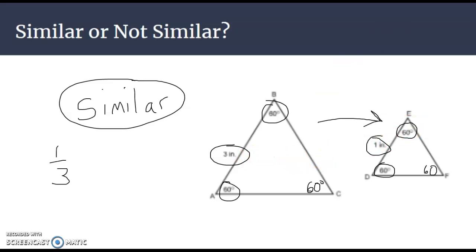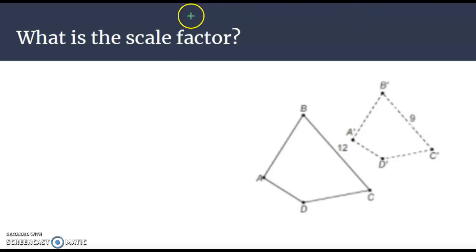Now let's talk about scale factor. Scale factor, we referenced it a little bit in the previous example. So we're starting with this quadrilateral, and then it has what we call a dilation, and in this case it appears to shrink, so we call that a reduction. And we're asking what is the scale factor?